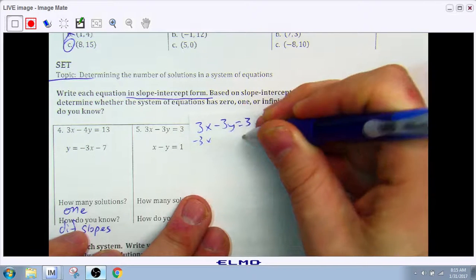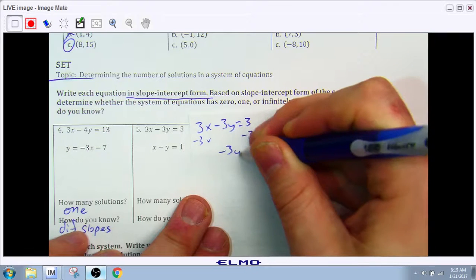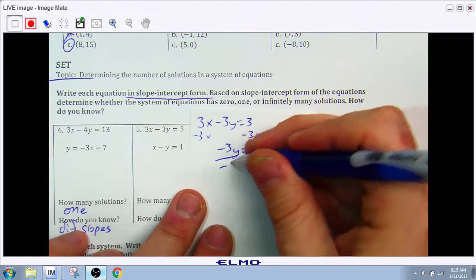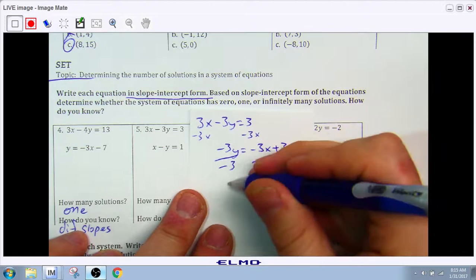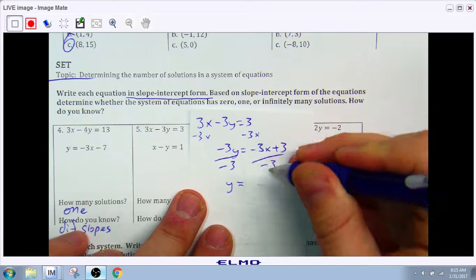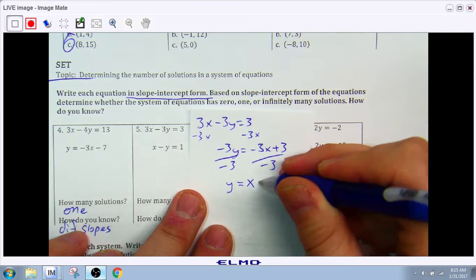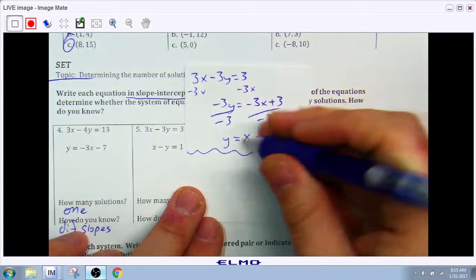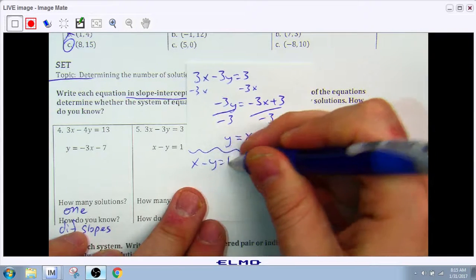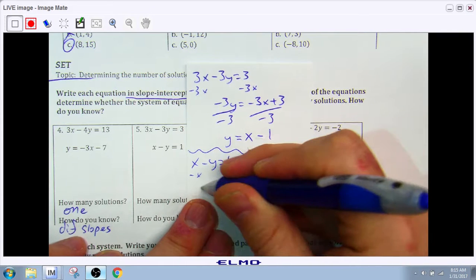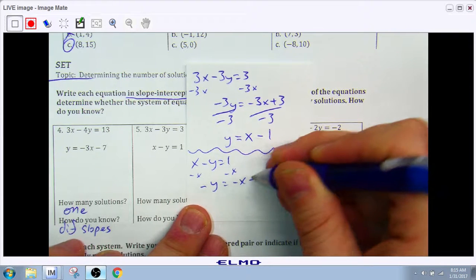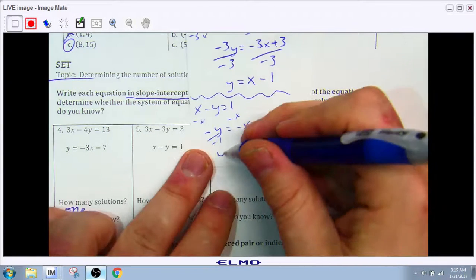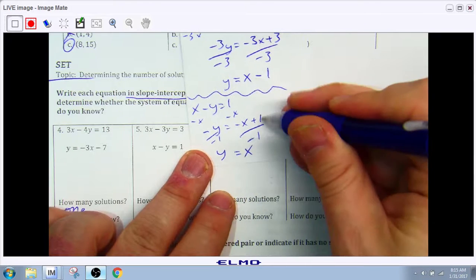I'll subtract 3x. I have negative 3y equals negative 3x plus 3. I'm going to divide by negative 3, divide by negative 3. This gives me y equals negative 3 divided by negative 3 is 1, so x minus 1. I'm going to do the same thing here. I have x minus y equals 1, so I'll subtract x, negative y equals negative x plus 1, divide by negative 1, divide by negative 1. So I end up with y equals positive x and a negative 1.